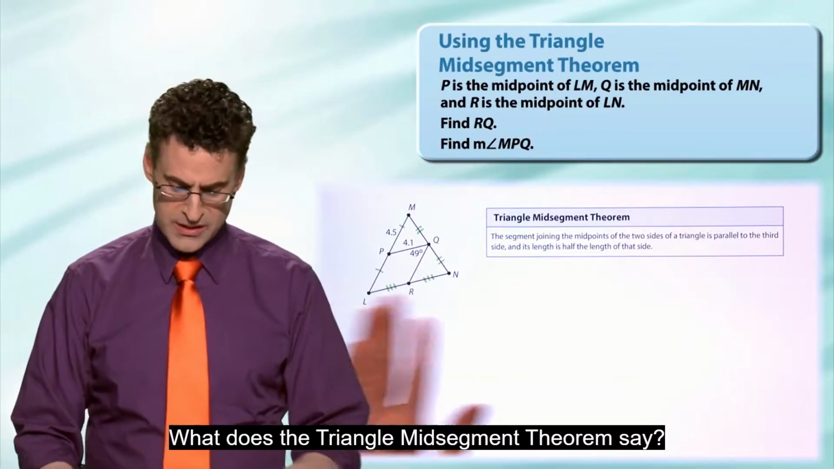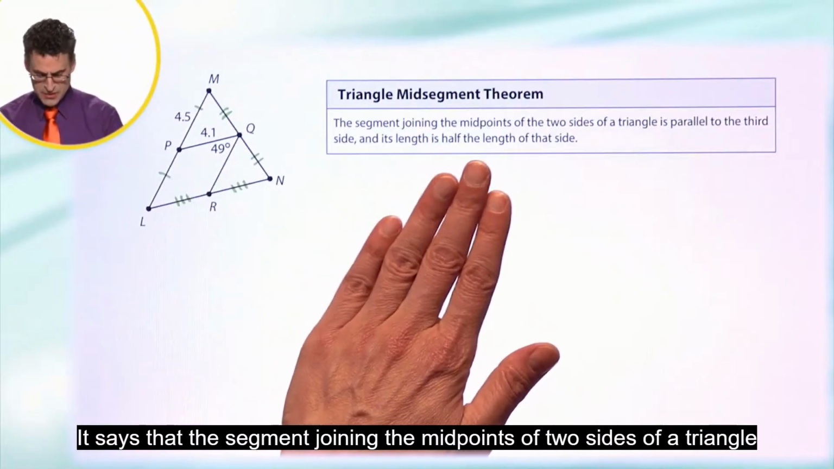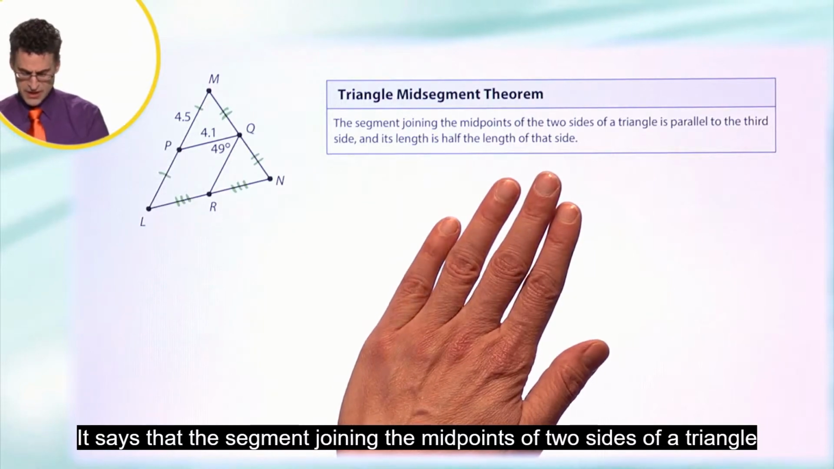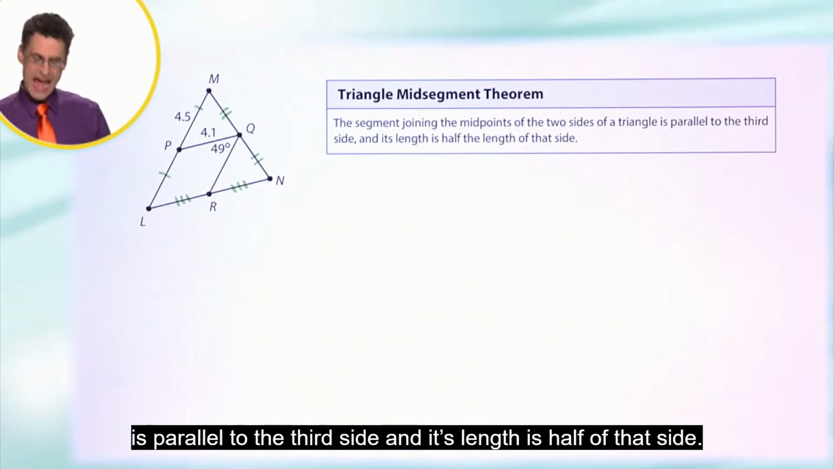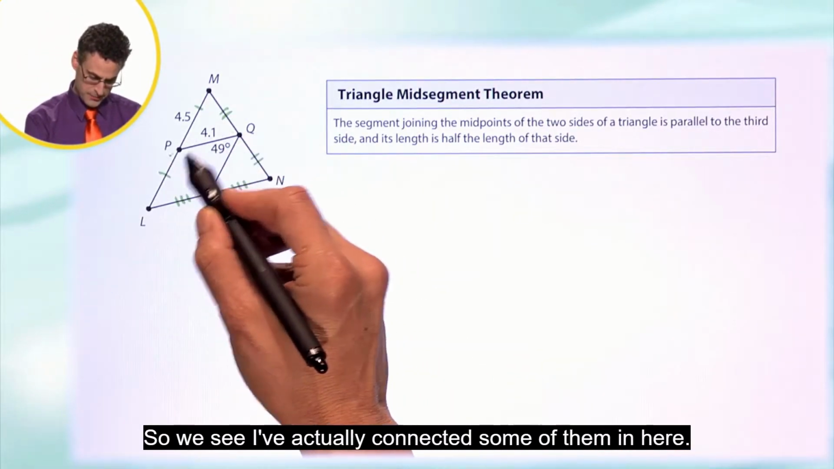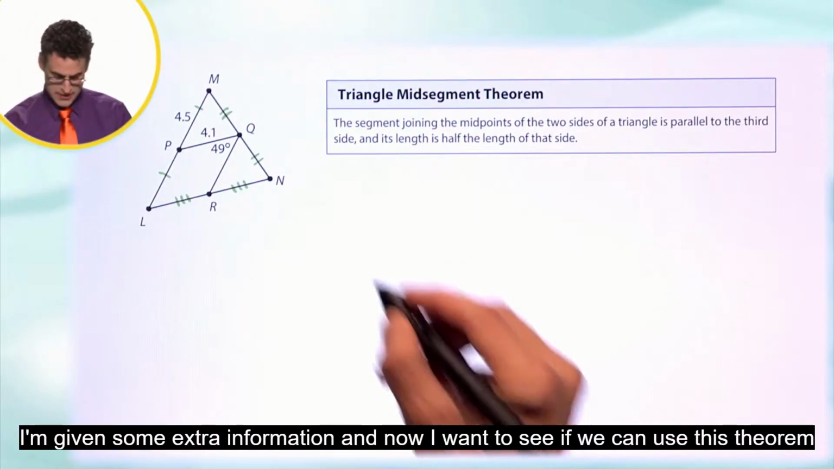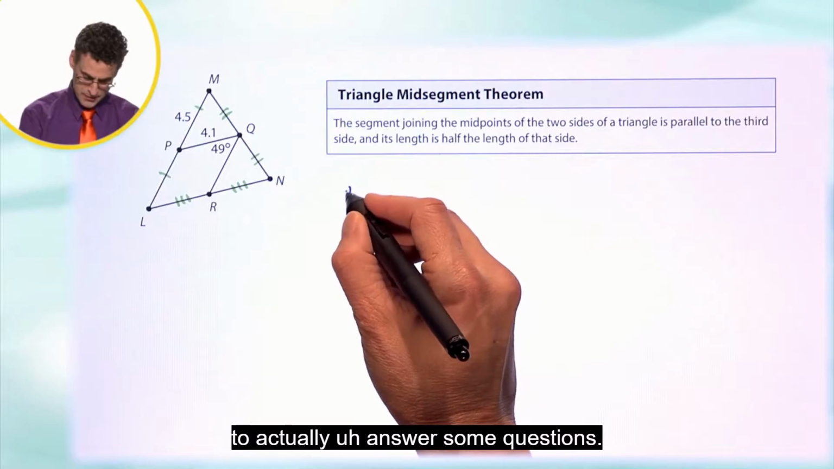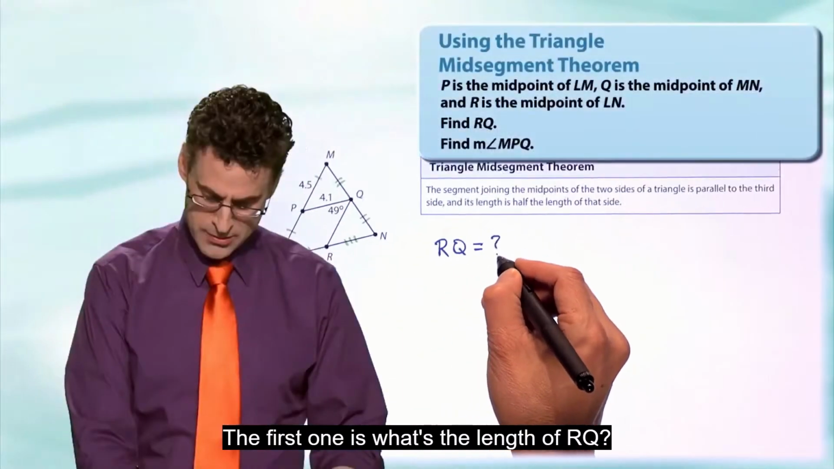And what are we told? What does the triangle mid-segment theorem say? It says that the segment joining the midpoints of two sides of a triangle is parallel to the third side, and its length is half of that side. So we see I've actually connected some of them in here. I'm given some extra information, and now I want to see if we can use this theorem to actually answer some questions. The first one is, what's the length of RQ?